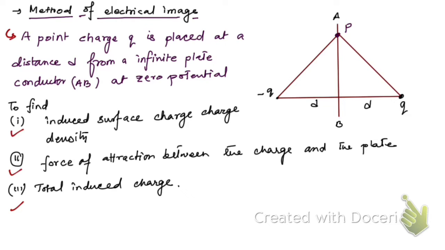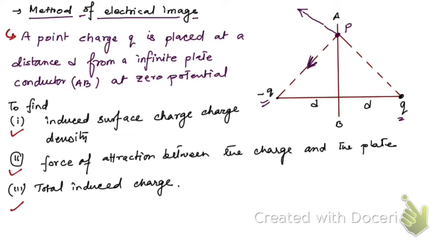Right, let me use a dotted line here. Now you see what we can do here. The direction of the electric field due to this positive q charge will be in this direction, and the electric field due to this negative q charge will be in this direction, because for a negative charge it is towards the charge, and for a positive charge it is radially outward, away from the charge. Hope you have understood this.